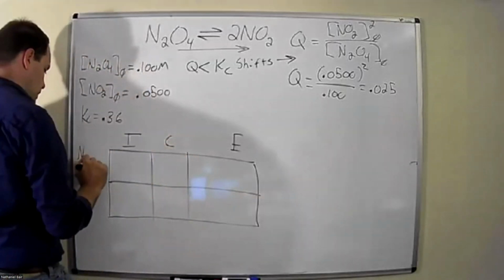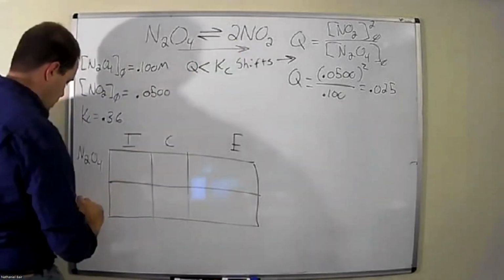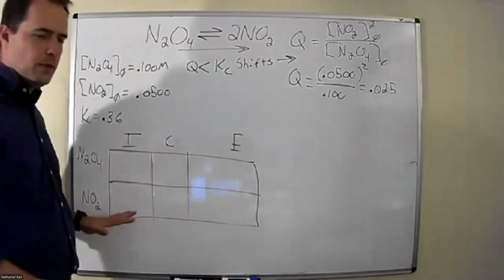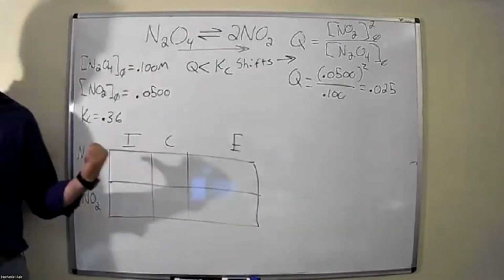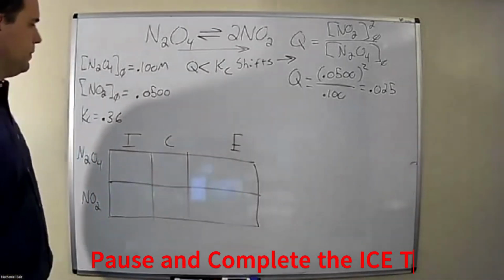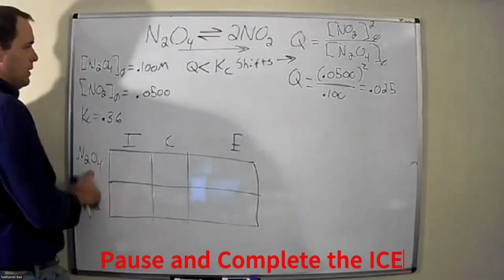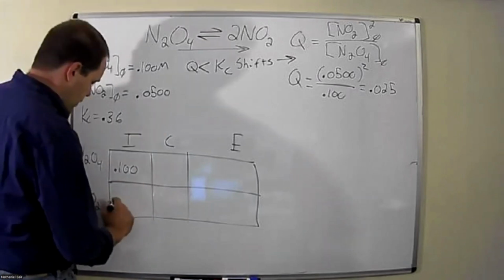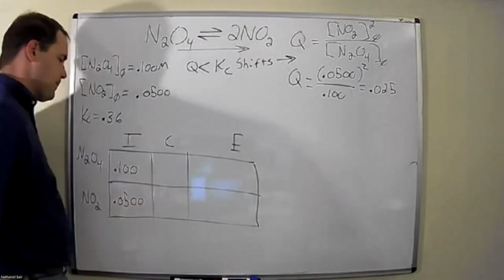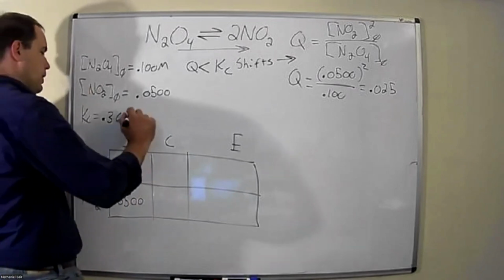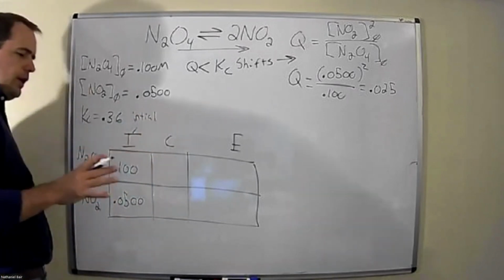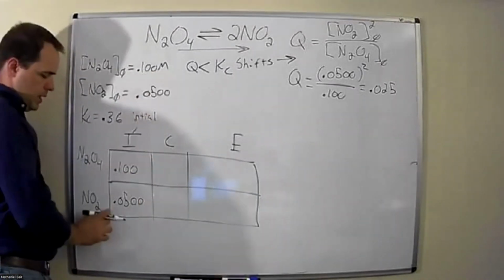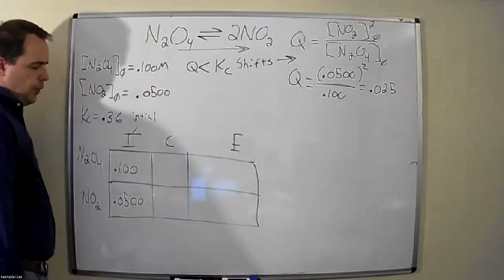So N2O4 gets a row in our ice table, and NO2 gets a row in our ice table. Okay, so make that. Take a second, catch up, make your ice table. All right. So the N2O4 concentration is 0.100. The NO2 concentration is 0.0500. I stands for initial. So what are the starting concentrations? So the initial concentration of the N2O4 is 0.1, and the initial concentration of the NO2 is 0.05.